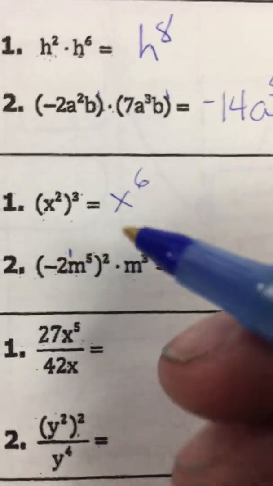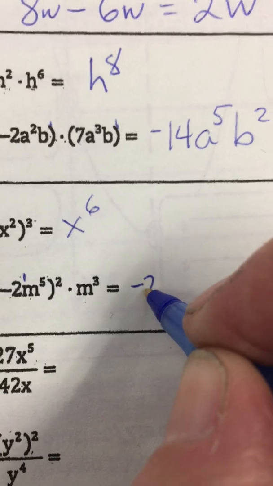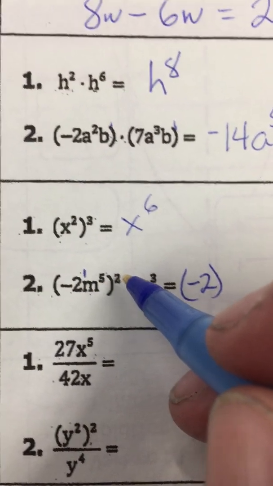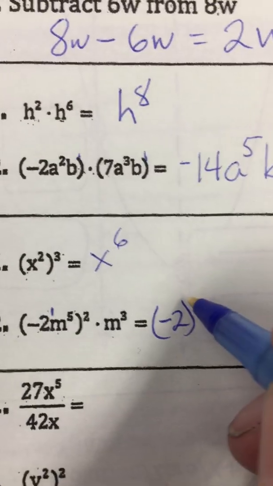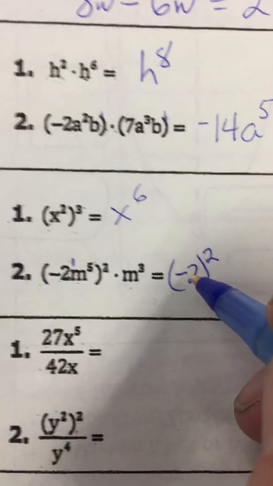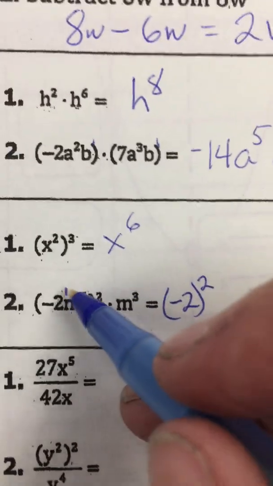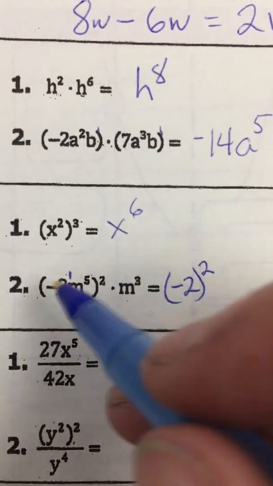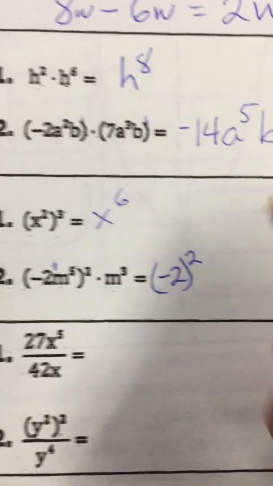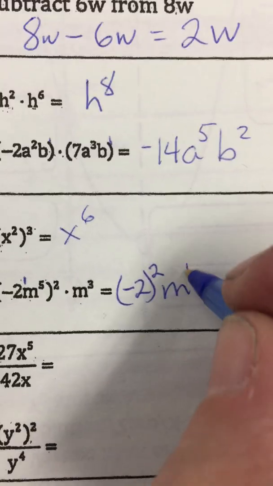Now, this negative 2 needs to stay inside parentheses, right? Because this negative 2 is being raised to the second power. So 2 times 1 is 2. Because I don't want to lose track that it's a negative 2, not a positive 2. So 2 times 1 is my 2. That's how I got that. And I just put the negative 2 inside parentheses so I don't lose that negative sign. 2 times 5 is 10, so this is m to the 10.